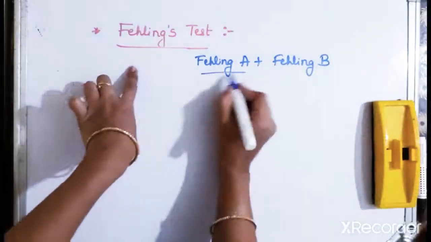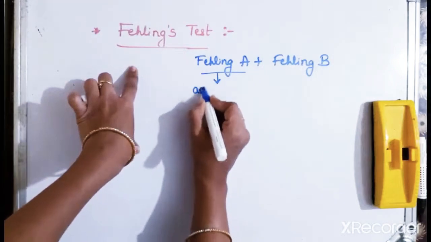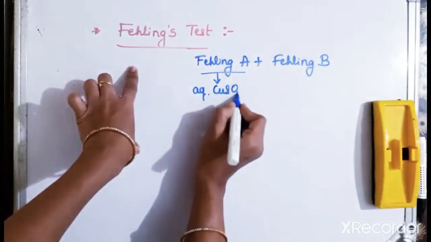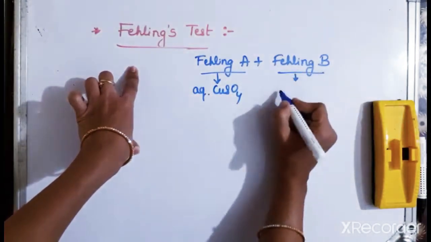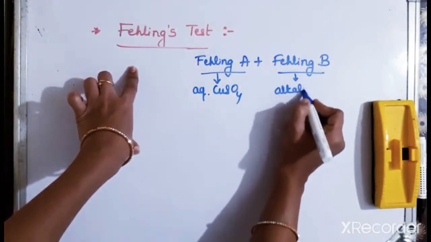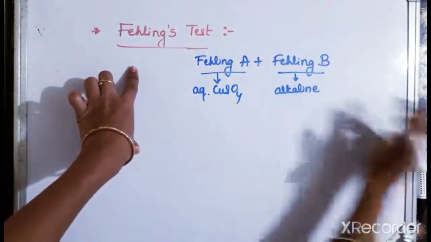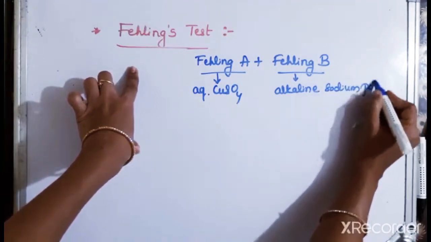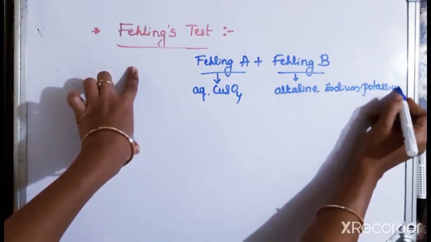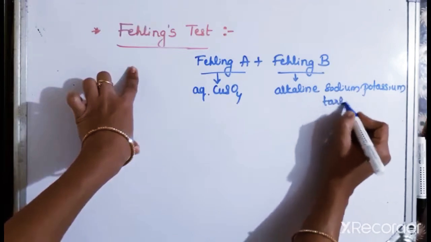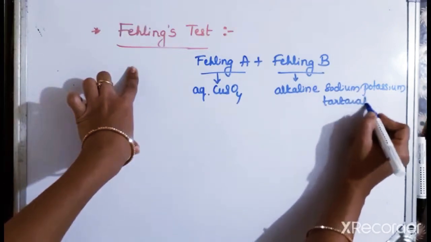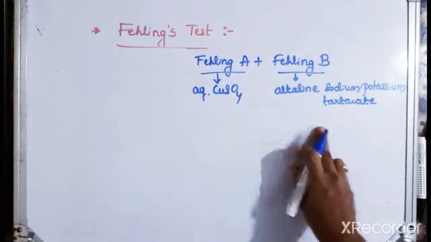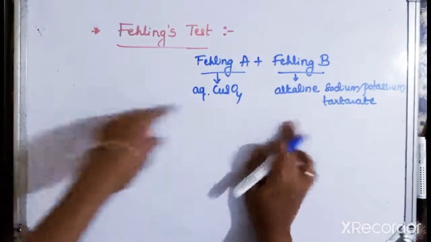Okay, so what is this Fehling's A solution? It's an aqueous copper sulfate solution. And Fehling's B solution is an alkaline sodium potassium tartrate solution. So these two are mixed. These two solutions are mixed in equal amount before the test.